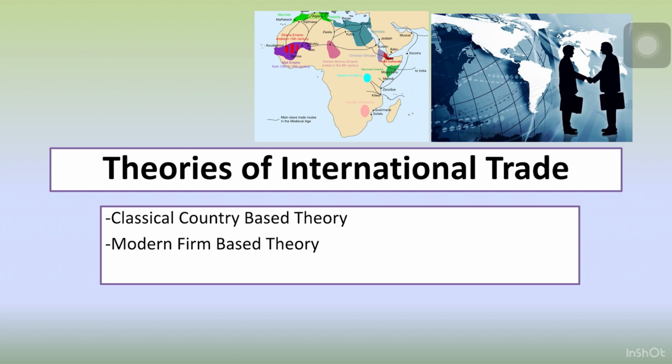And today we are going to learn about the theories of international trade. In this, we are going to cover both classical country-based theory and modern firm-based theory, right?